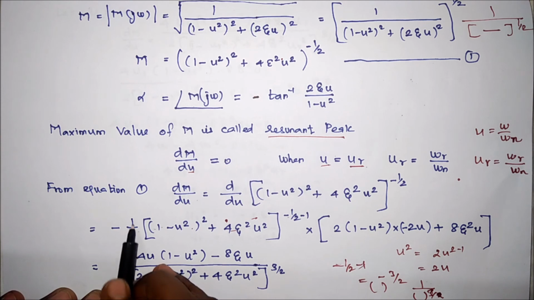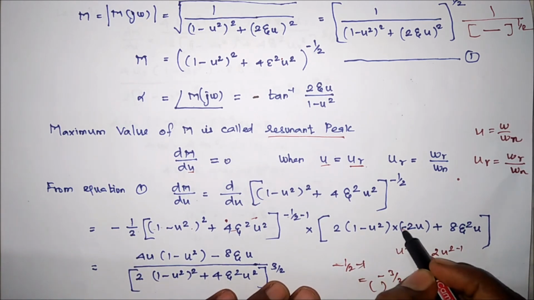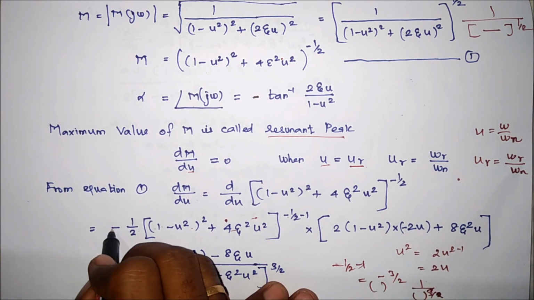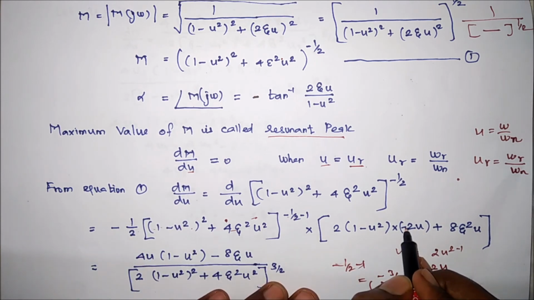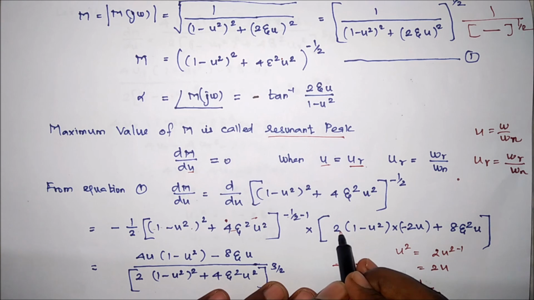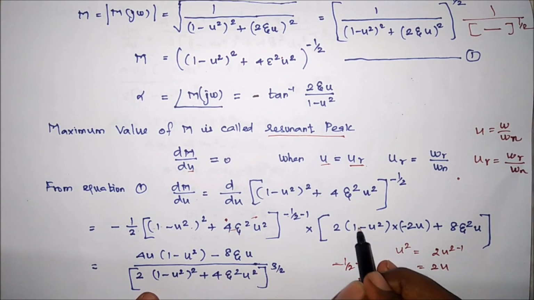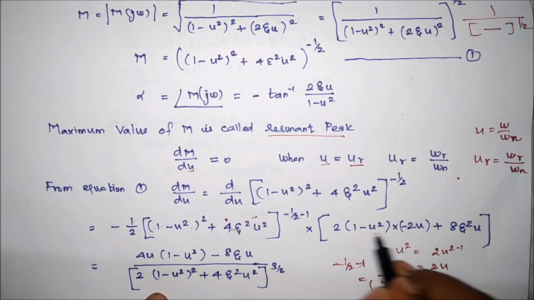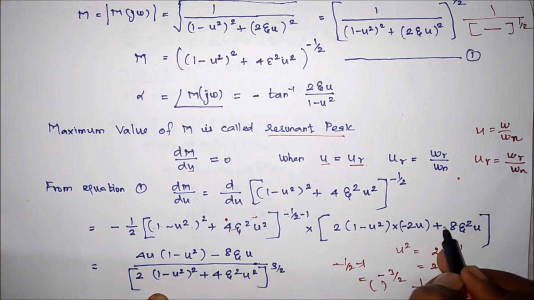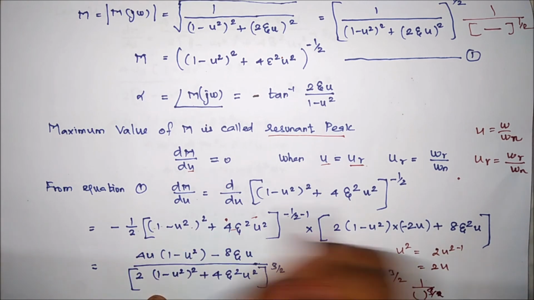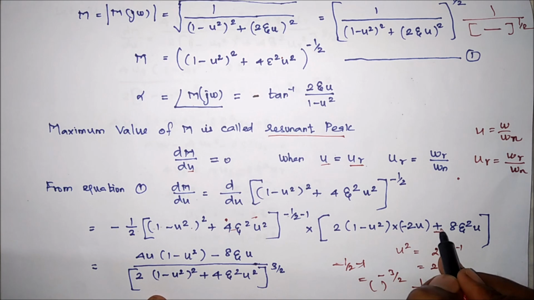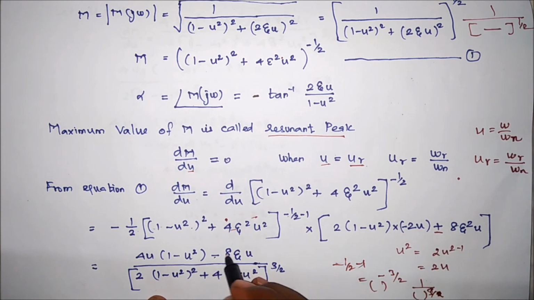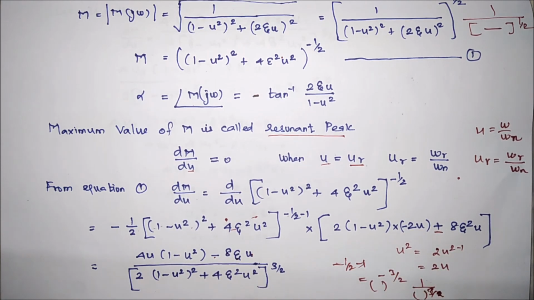This is already 1 by 2, so 2 will come here, but we see here minus 2u, here already 1 minus. If we multiply these two it will become plus, then 2 into 2 is 4, so 4u into 1 minus u square. Then we have to bring this minus in here also, so minus into plus minus, so minus 8 eta u.